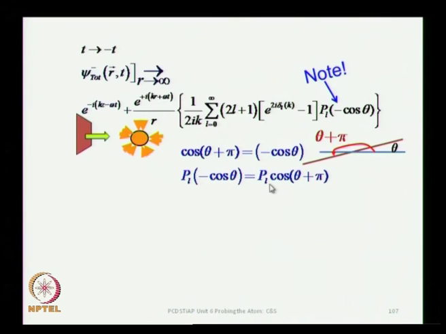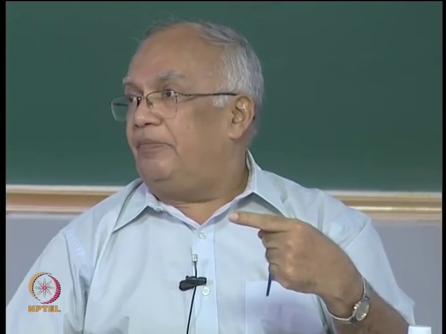So PL of minus cos theta becomes PL of cosine theta plus pi, right. And this is the big difference, because in collision it is the entrance channel which is unique. So all the angles are measured with respect to that direction. So if it is coming like this from left to right, all the angles are measured with respect to this, okay. In photoionization it is the exit channel which is unique.